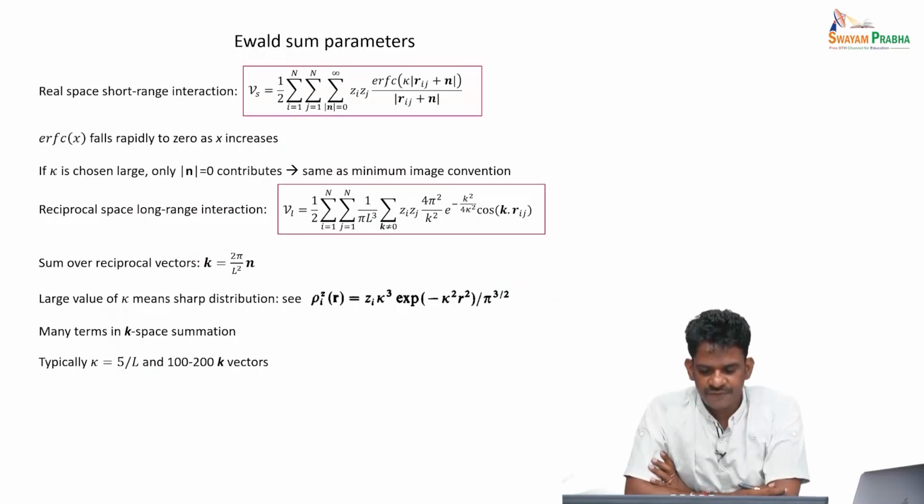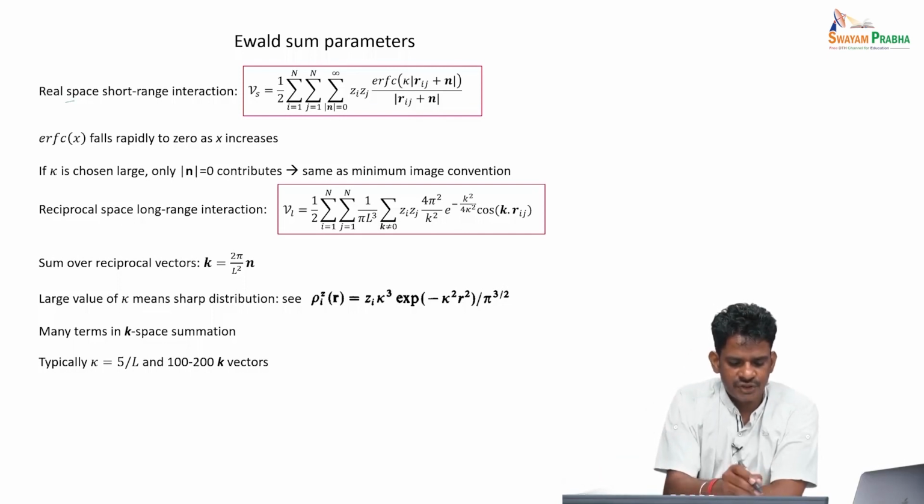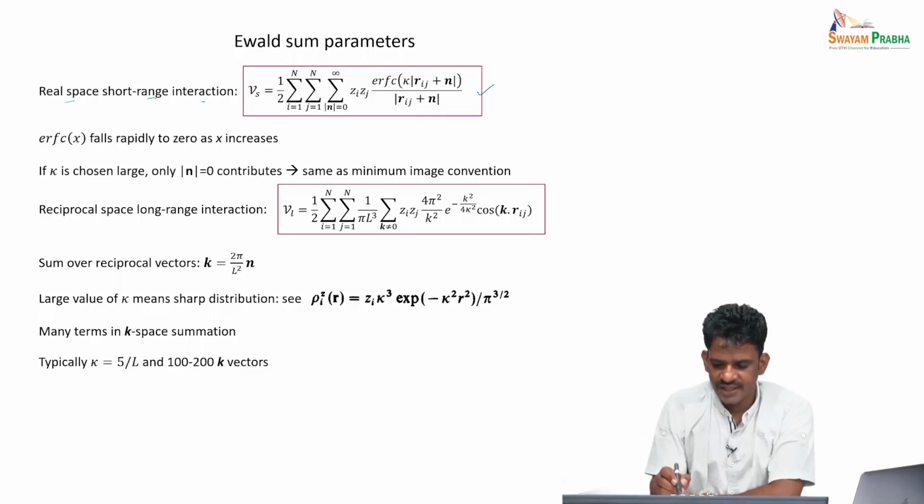The purpose of discussing all these details is that when you apply Ewald summation in your simulations, when you use MD package software, you have to know what are the parameters that we need to control for accurate simulations. So, to see what parameters we need to control, we look at the real space short range interaction, and as I said, this complementary error function falls rapidly to 0 as the argument increases. That means when kappa times r_ij increases, this function will rapidly decrease much faster than 1 by r would.